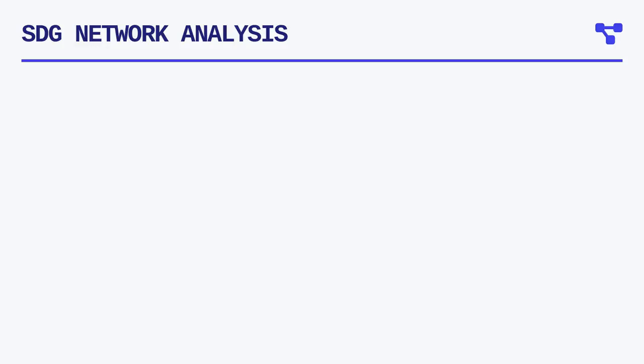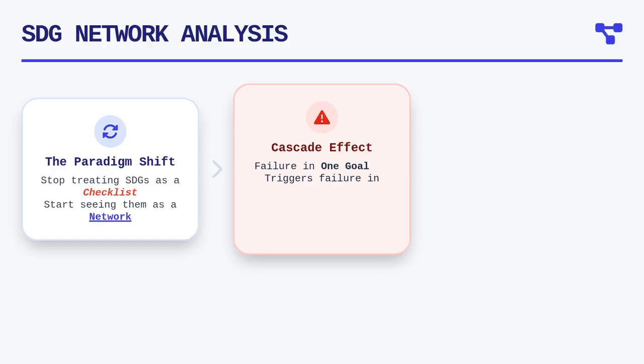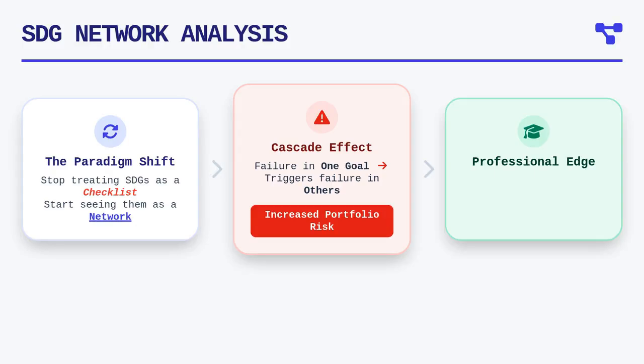As you prepare for the exam, remember that the SDGs are not merely a checklist, but a complex network of cause and effect relationships. You should focus on understanding how the failure to achieve one goal can trigger a cascade of failures in others, thereby increasing the level of risk within a given portfolio. The ability to identify these linkages allows an analyst to speak the language of sustainable finance with precision and authority.